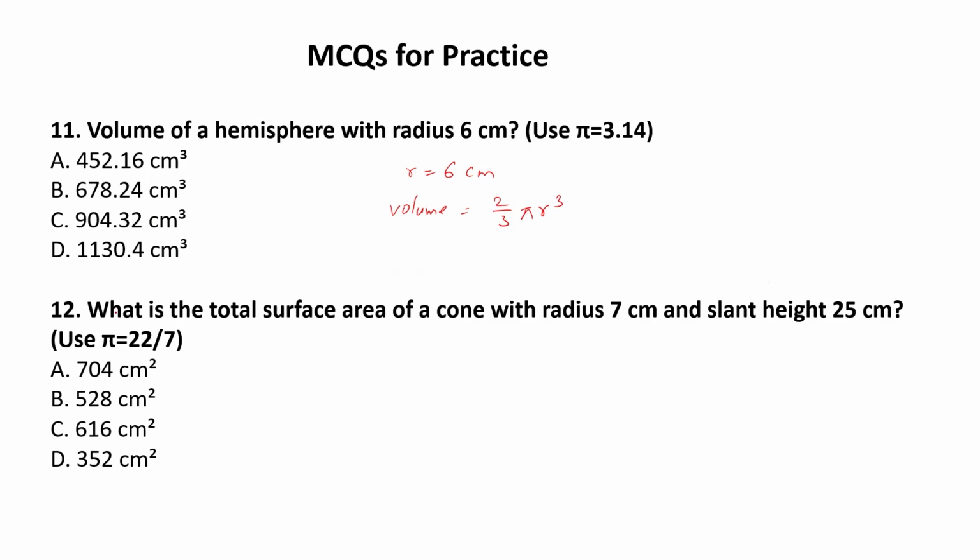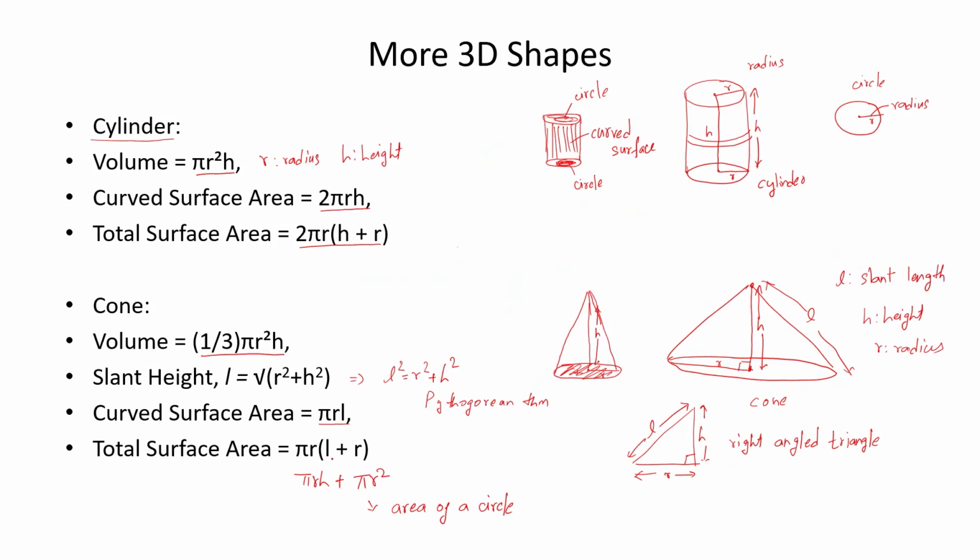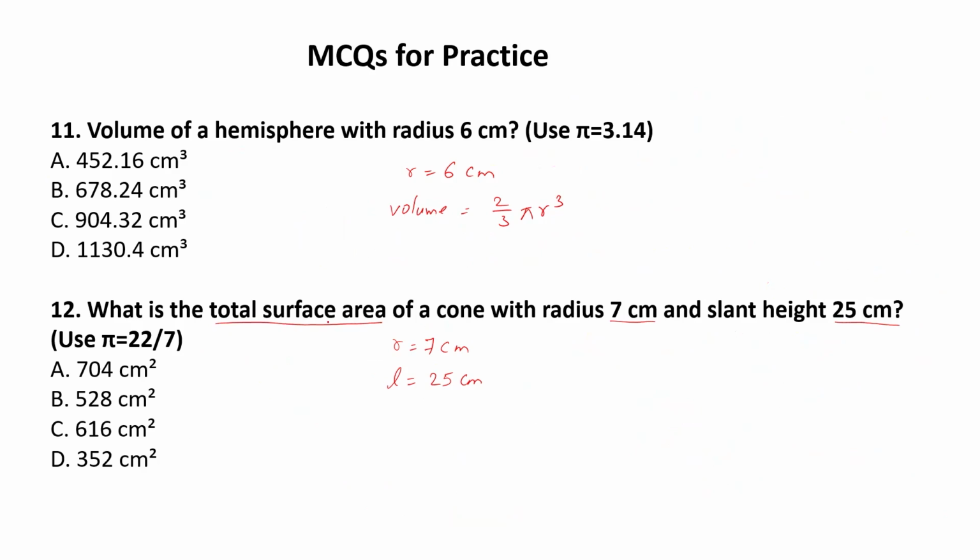Okay. Next problem is, what is the total surface area of a cone with radius 7 centimeter and slant height 25 centimeter? Remember, we generally denote radius by r. r is given as 7 centimeter, and slant height we generally denote by l. l is 25 centimeter. Now you just have to use the formula for total surface area of a cone. So let me just check. Total surface area of a cone is given by pi r (l plus r).